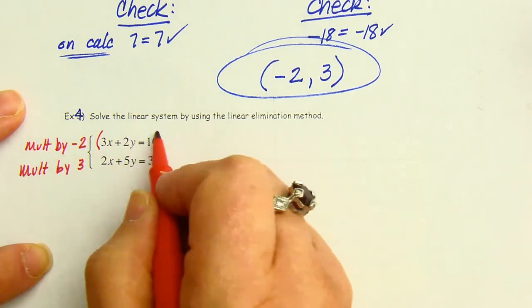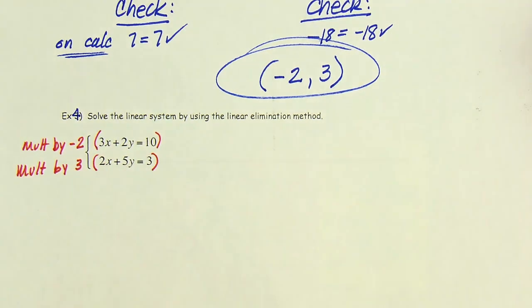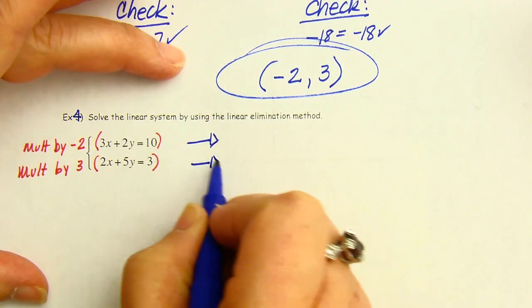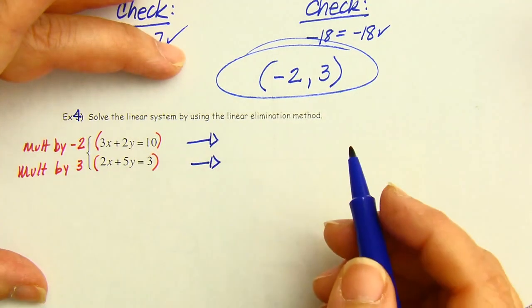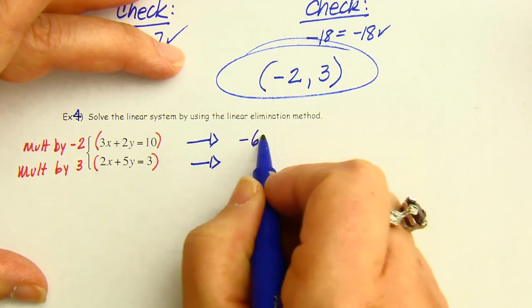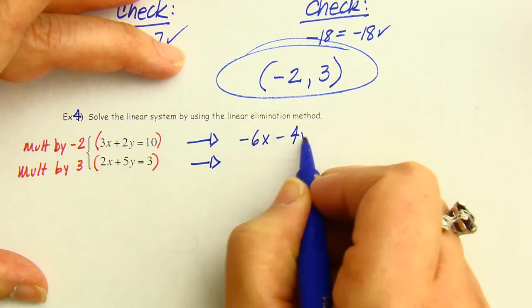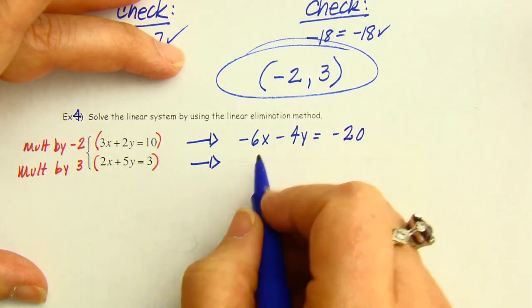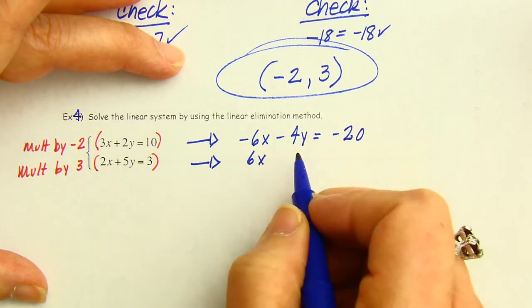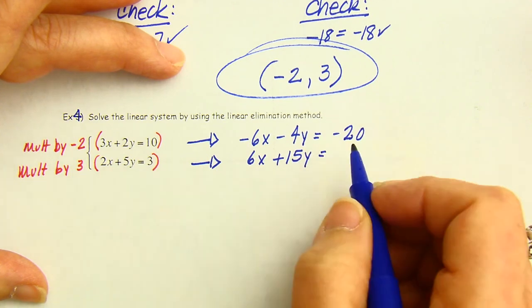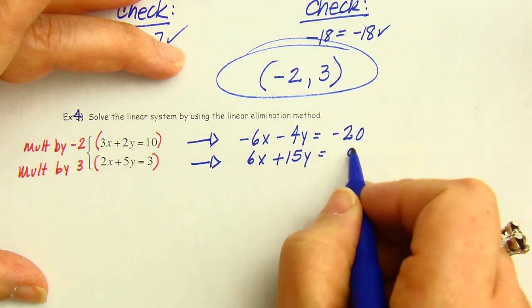Now remember, you have to distribute. It's got to be to all terms. If you miss one, it's going to mess up your whole deal. So you might want to put parentheses around it so that you remember. So I got negative 2 times 2 is negative 4y equals negative 20. And positive 6x. 5 times 3 is 15y. Equals 3 times 3 is positive 9.